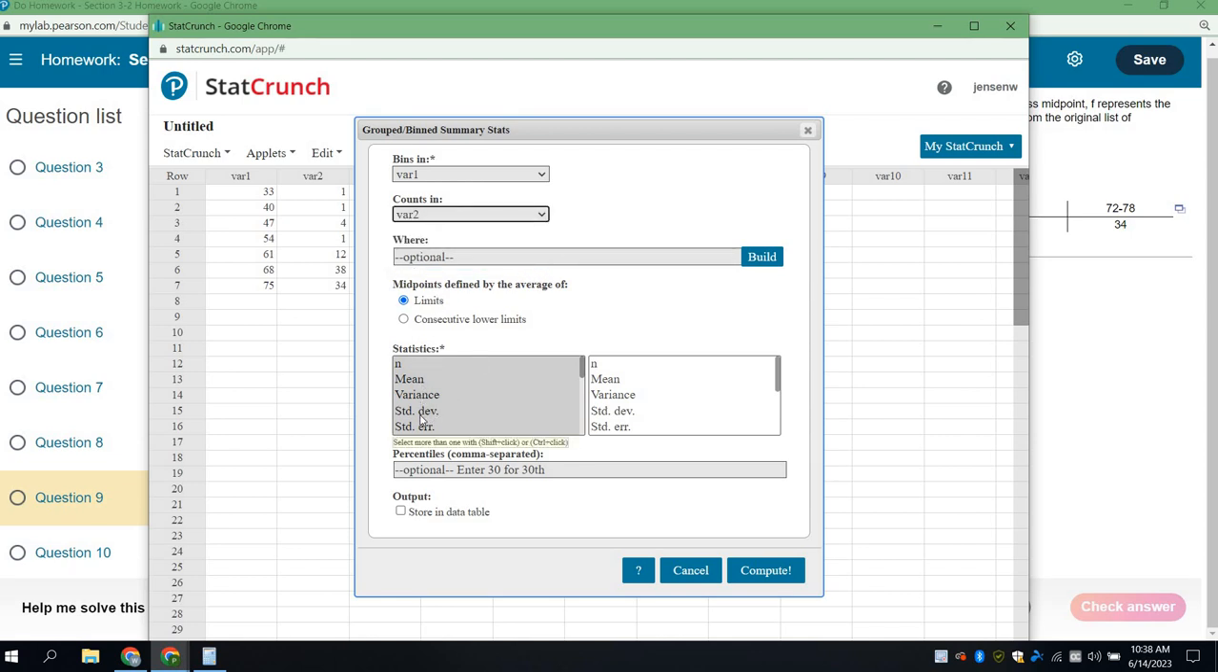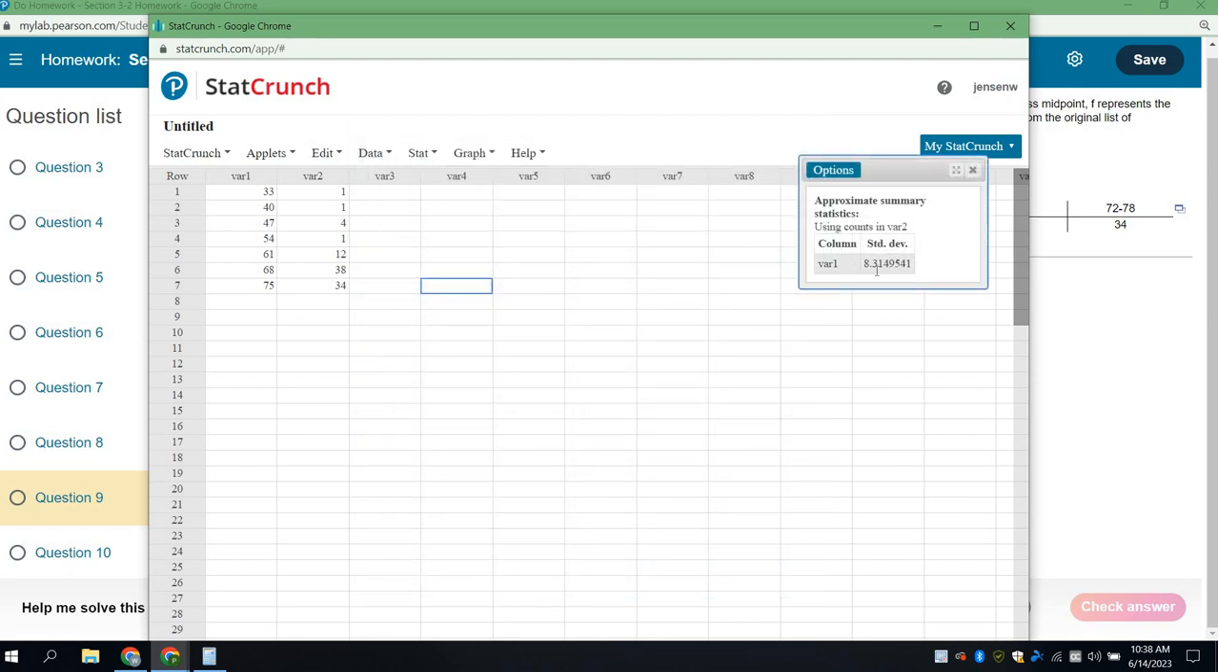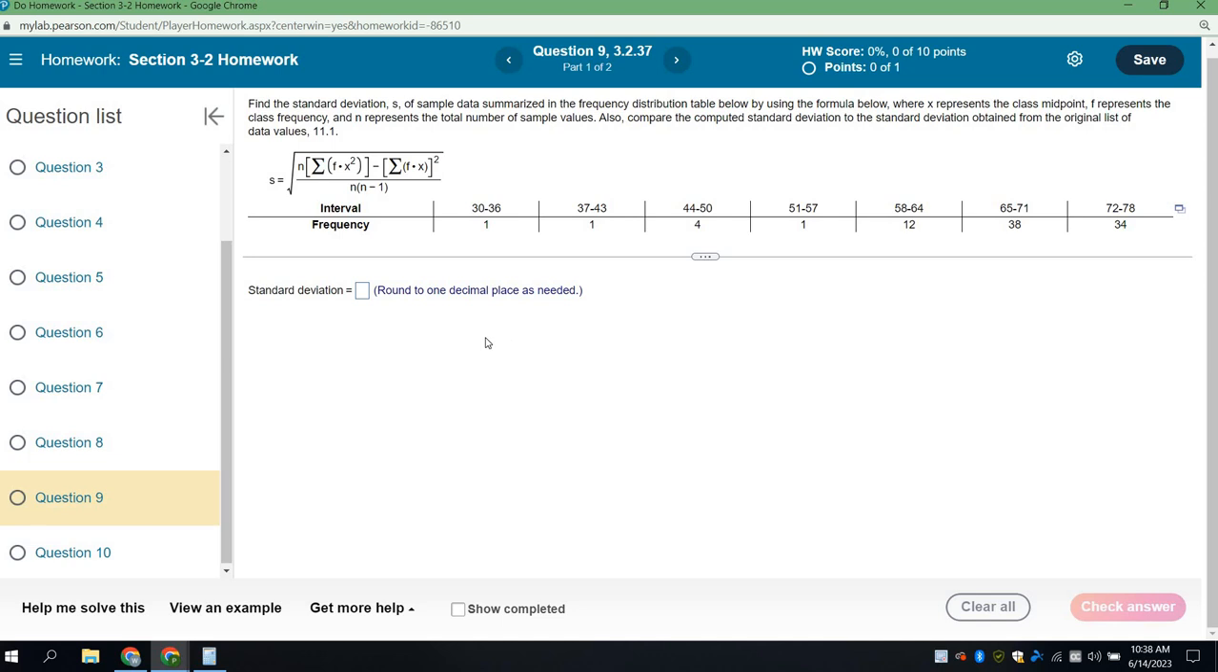If you come down here to this box, it's set already to give you the number of data points, the mean, the variance, the standard deviation. We really only care about the standard deviation, so I'm just going to click on that and then hit compute. And off to the side here, it's going to compute the standard deviation as 8.314. Perfect. I'm going to remember that number, 8.314.